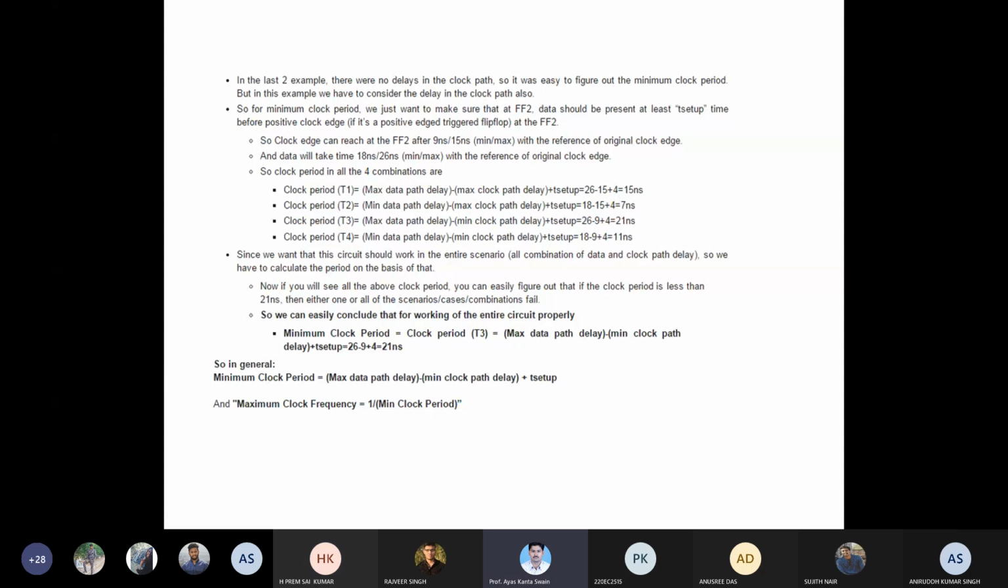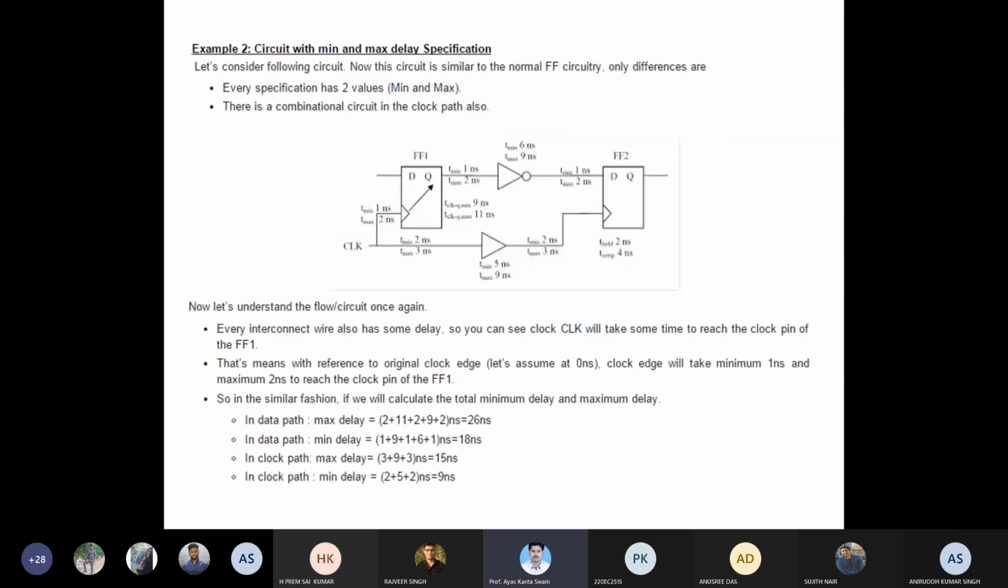Okay, sir. Understood. Yes, we'll come to that. Let us first see what we are doing. We are not finding out the clock now. We are just finding out the maximum delay in the data path and the clock path, so that we'll put it into some formula, then add setup, then you will find out the T minimum.